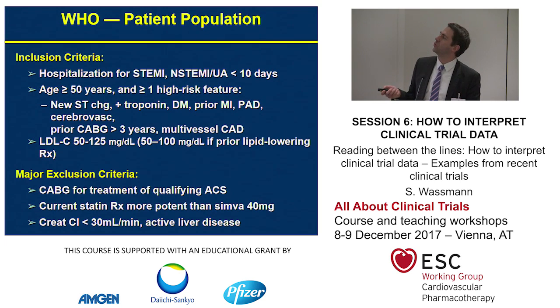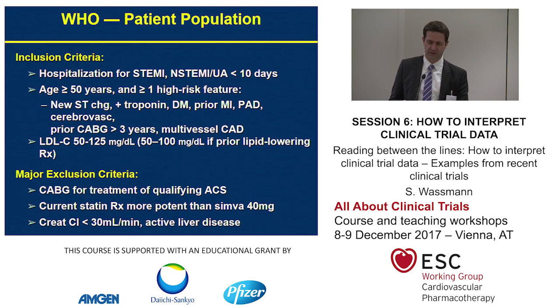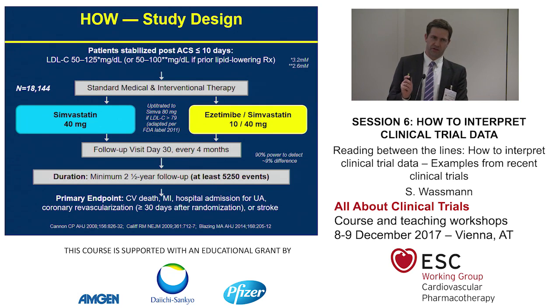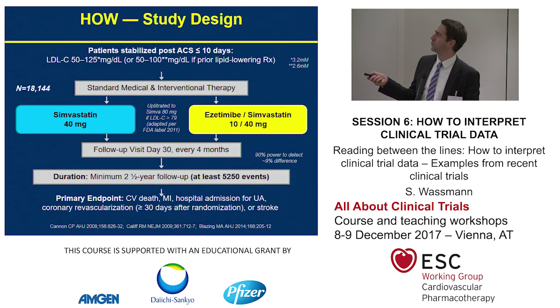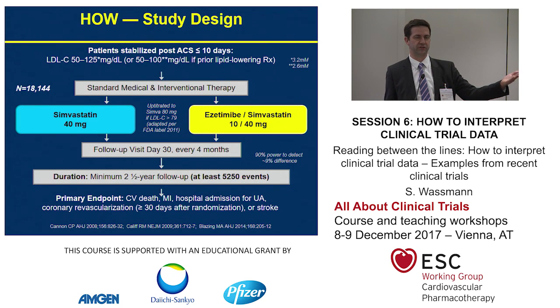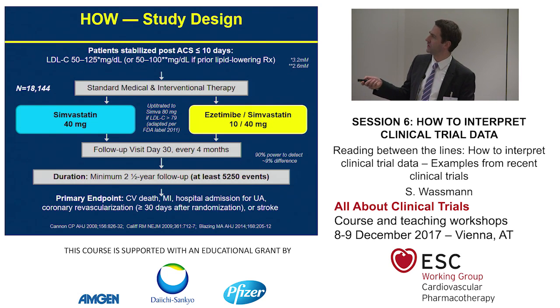Okay, so who was studied? Patients with acute coronary syndrome, LDL cholesterol between 50 and 125, so rather low. There were some exclusion criteria. So a very simple, typical cohort. How was it done? We had 18,000 ACS patients who had standard therapy, and those people were randomized to receive either simvastatin 40 milligrams or simvastatin 40 milligrams plus ezetimibe. So this was the comparator.